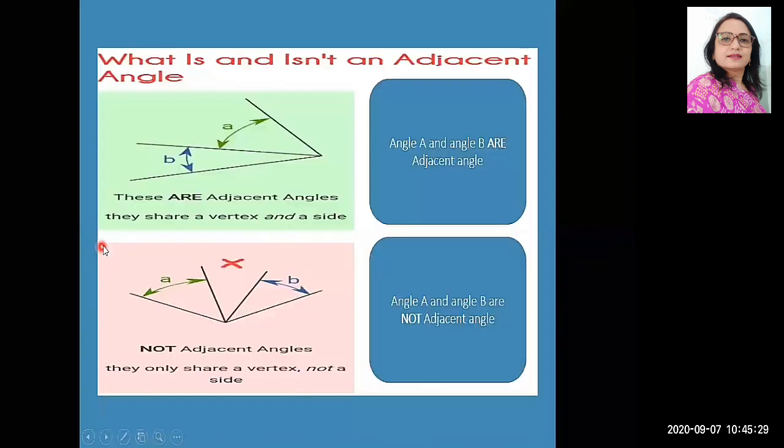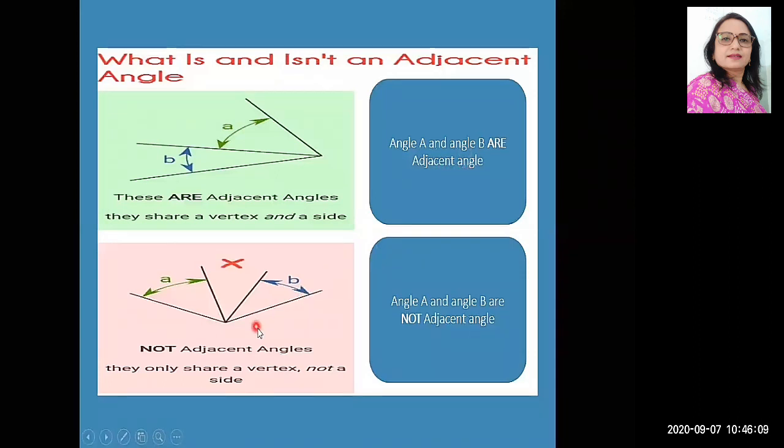Okay. Now, let's see what is and isn't an adjacent angle. Angle A and angle B are adjacent angles. Why? Because they share a vertex and a side. See here, angle A and angle B share a common vertex and a common ray, a common side also, and they both have separate interiors also. So we can say these two angles are adjacent angles.